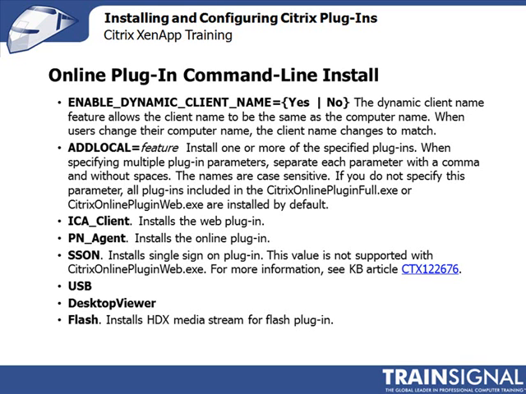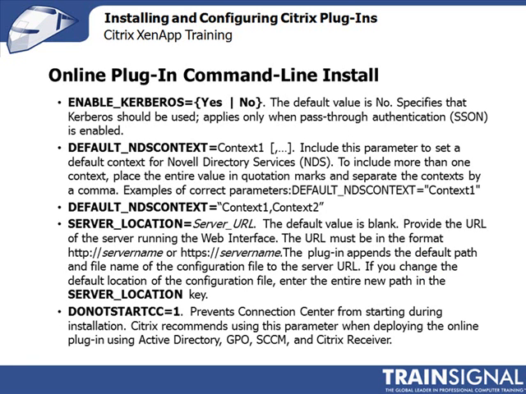And then you have the ICA client installs the ICA web plugin. The PN agent will install the online plugin. So again, the PN agent here, which is the online plugin, is what's going to allow you to connect to Citrix web interface XenApp services site and use the XenApp services site to enumerate applications and so on and so forth. The SSON is the single sign-on plugin. Again, we discussed that in the desktop viewer, the Flash, etc., etc. So you have a lot of functionality, a lot of ways by which you can configure from a command line install perspective.